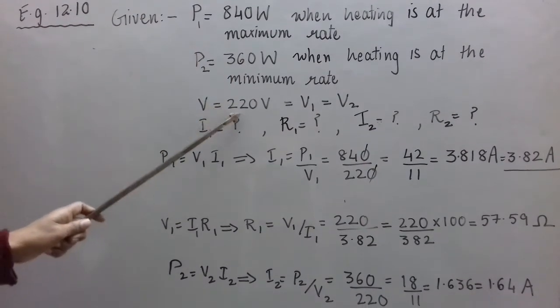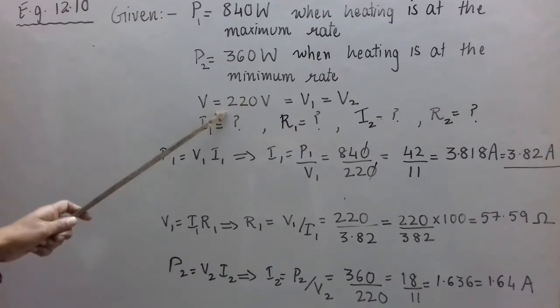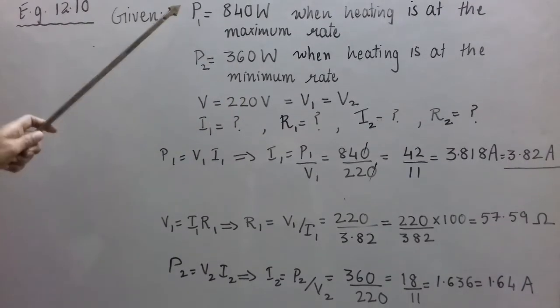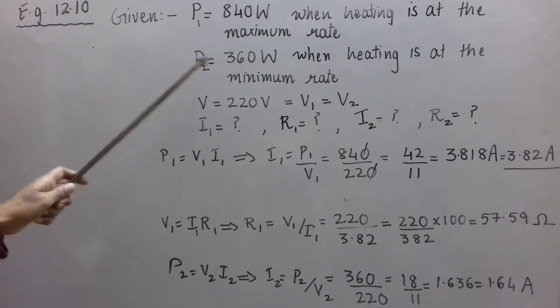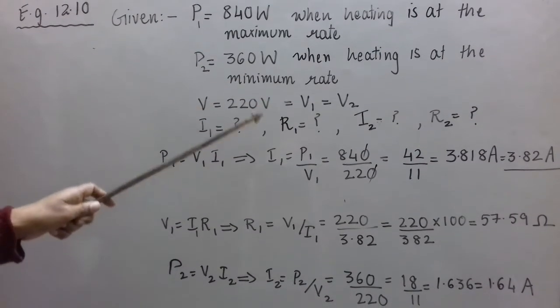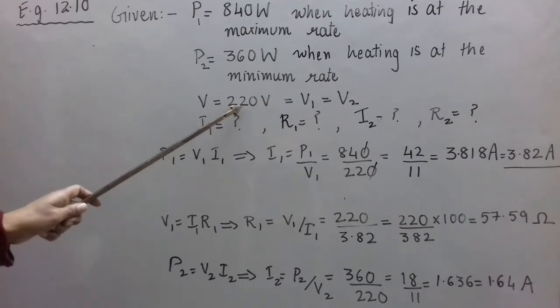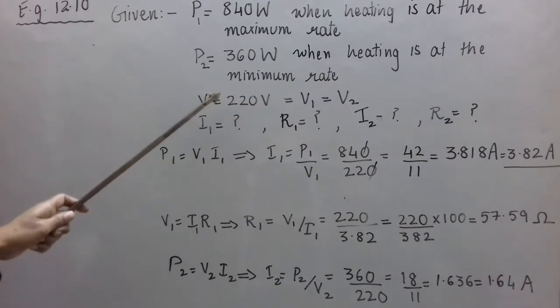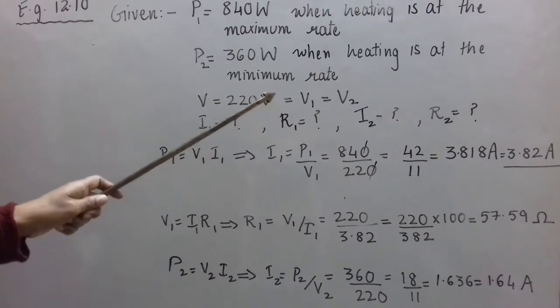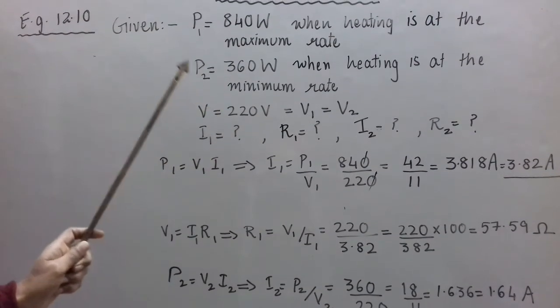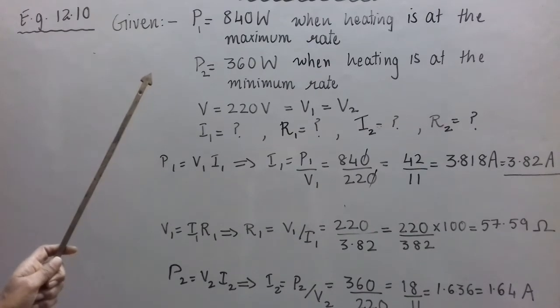V is 220 volts. If we consider these two cases to be separate, in each case if we represent the potential differences or voltage by V1, V2, then each of these two will be equal to 220 volts. And hence I have written V is equal to 220 volts is equal to V1 is equal to V2. What are the current and the resistance in each case?